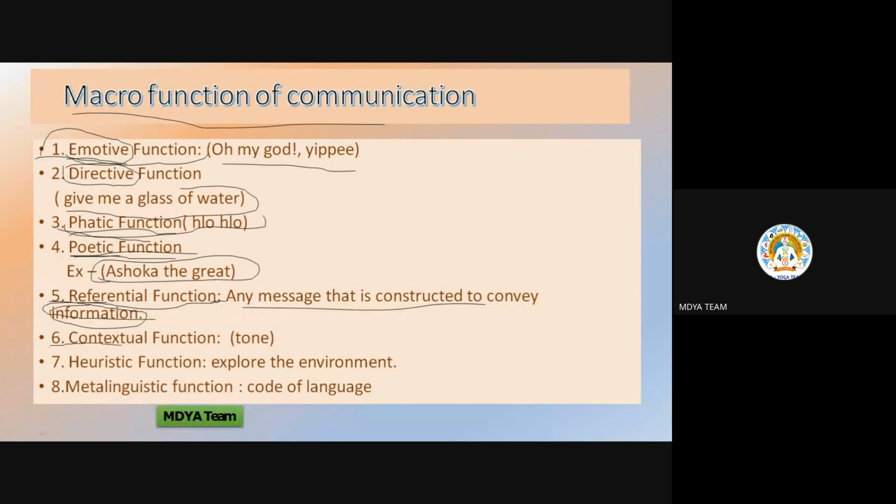Then the contextual function. As we already discussed context, in the contextual function, tone matters and all other things, like with whom you are communicating. All these things come in the contextual function. And the heuristic function, who will explain the heuristic function?